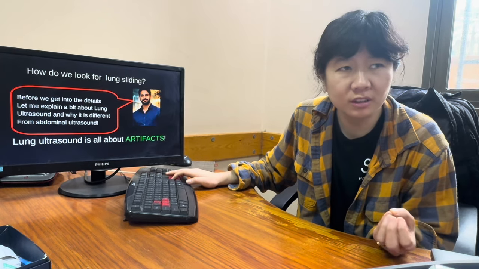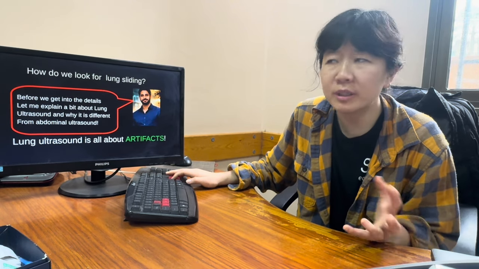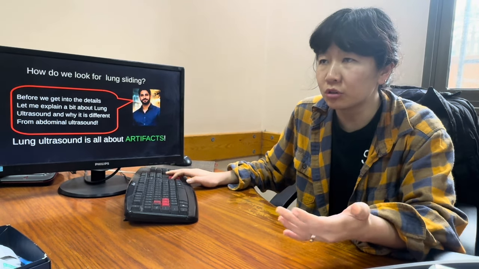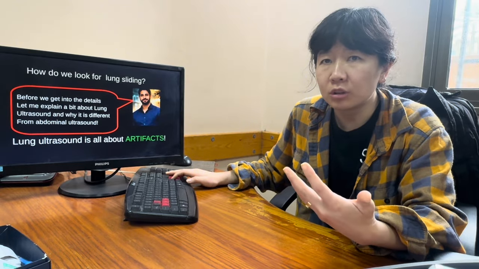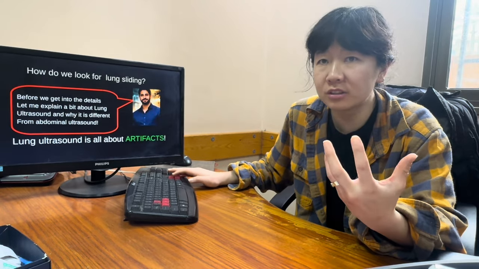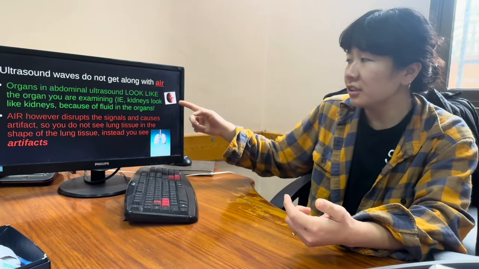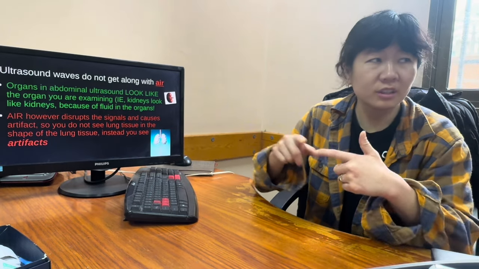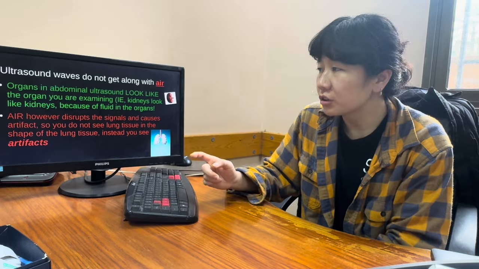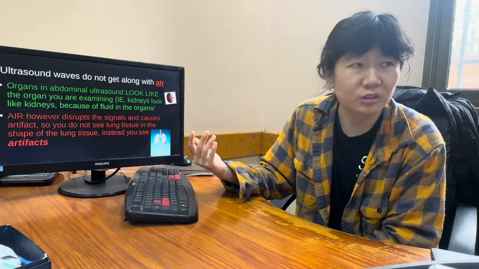Okay. So before we get into the details, we're going to talk about why a lung ultrasound looks so different than the abdominal ultrasound. This is the main reason why we decided to split the E-FAST up into two lectures, because in the abdominal FAST, you're looking at these organs that look like the organ. So when you look at the kidneys, it's in the shape of a kidney. You look at the liver, it's in the shape of a liver. But when you look at the lung, suddenly it doesn't look like lung anymore.